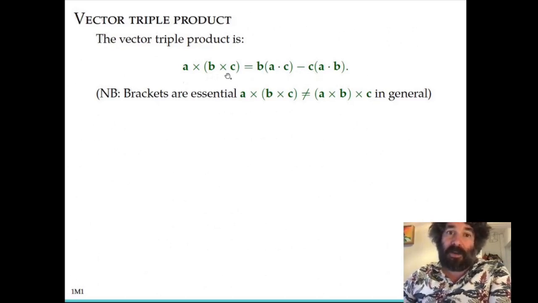One thing that you should note is that the cross product is not associative, meaning that you can't change the place of the brackets or remove the brackets entirely. If you were to take the cross product of A with B first, and then the cross product of that with C, you would get a different result. And so the vector triple product is specifically this.